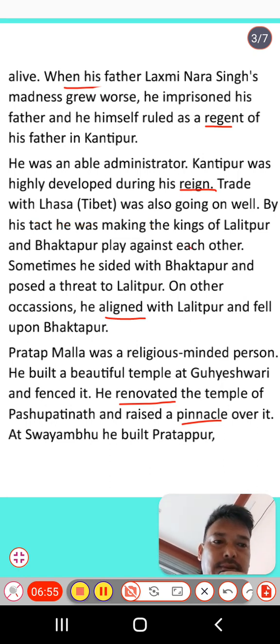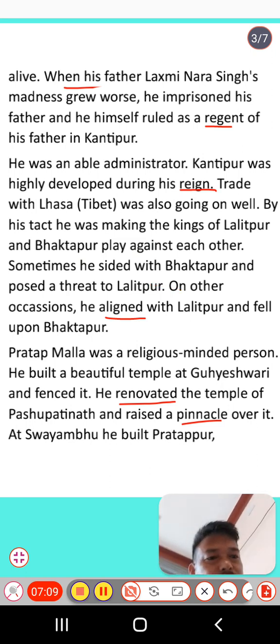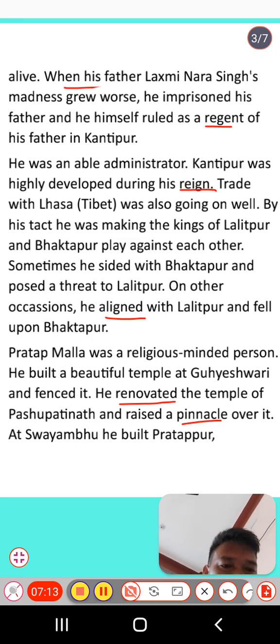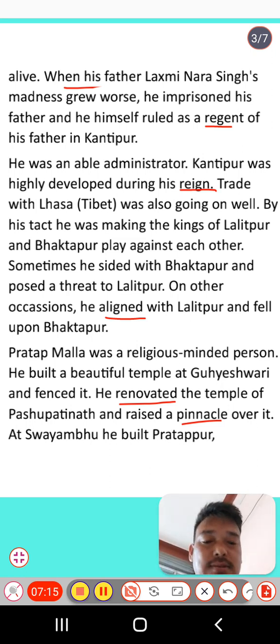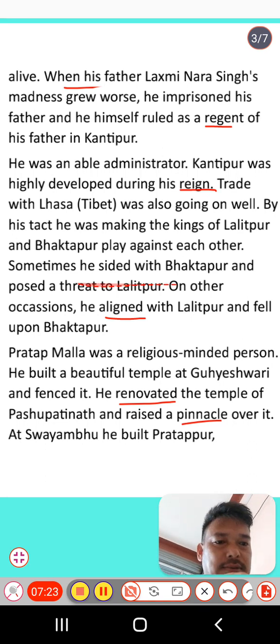He was a very clever king. Students, King Pratap Malla was very clever, and he used to save his kingdom by making the kings of Lalitpur and Bhaktapur play against each other. That was his tact, which he used in order to save his kingdom.